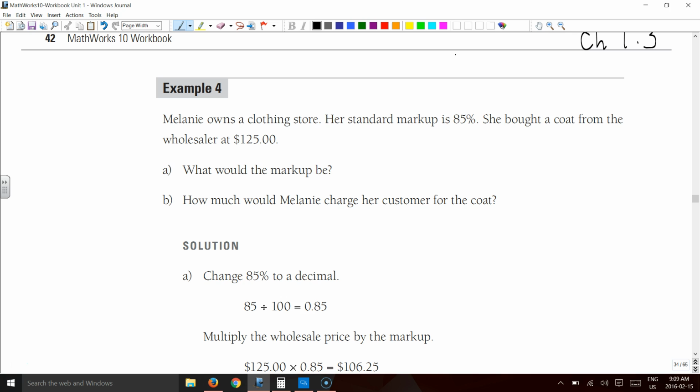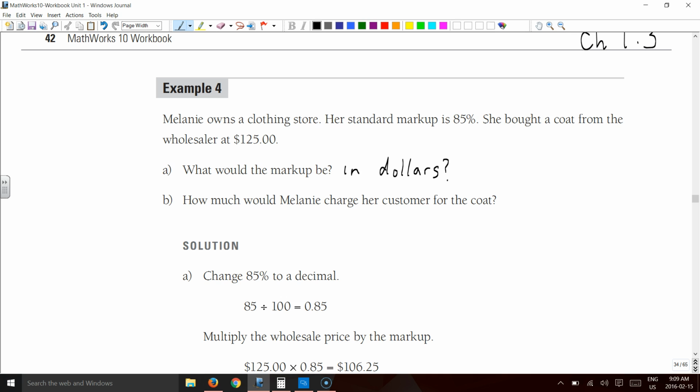Example 4, Melanie owns a clothing store. Her standard markup is 85%. She bought a coat from the wholesaler at 125 bucks. What would the markup be? Well, what they're saying is, what would the markup be in dollars? We already know what the markup is in percent. I'm rewriting that question a bit. It's 85% markup. But in dollars, how much money is that? So we need to determine in A how much 85% is of the 125.